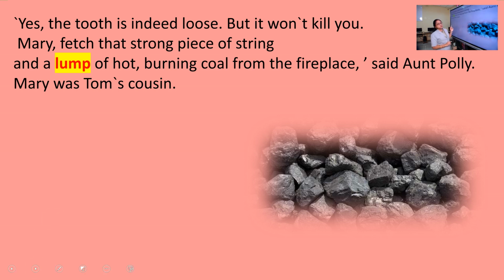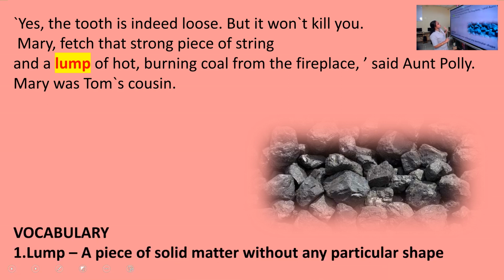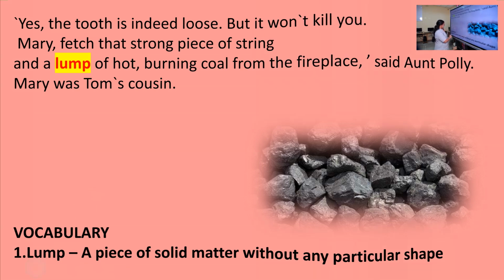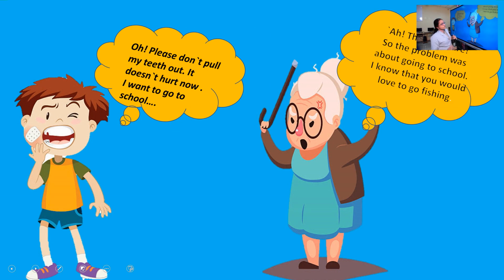And in this it is clearly mentioned who is Mary. Mary was Tom's cousin. So Mary's duty was to go and fetch a lump of hot burning coal from the fireplace. Now what is lump? Yes, lump, it's given in your textbook. It's a piece of solid matter without any particular shape, like the stones. Okay, so she has been asked by the aunt to go and fetch a lump of hot burning coal from the fireplace. Okay, and she is a very obedient girl. She has gone for that.